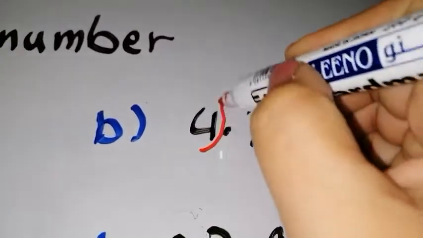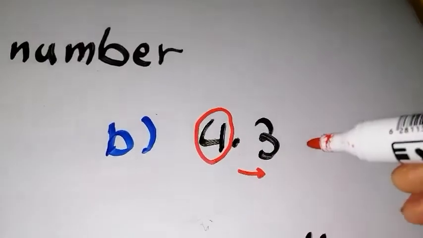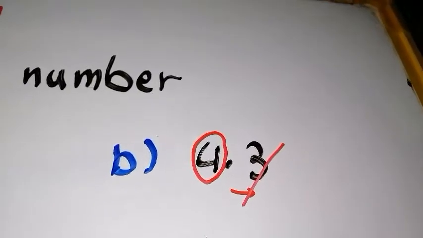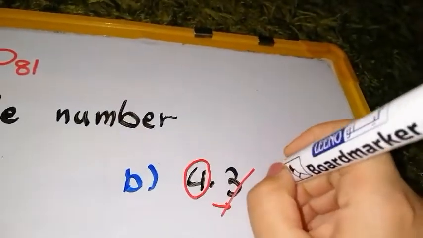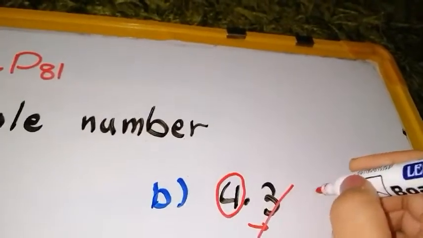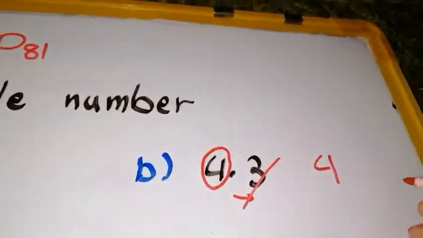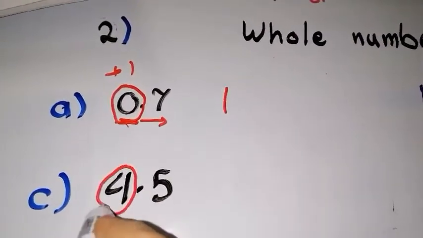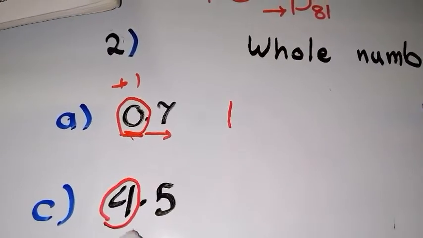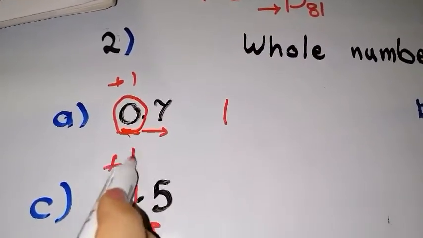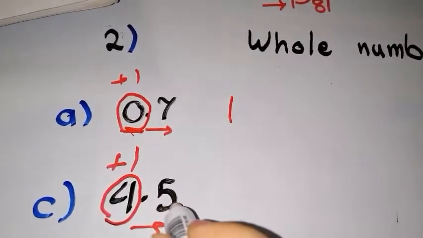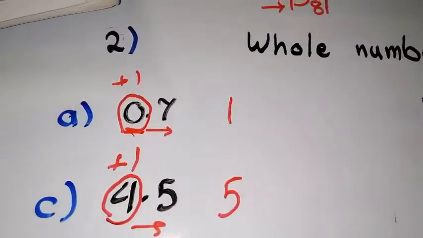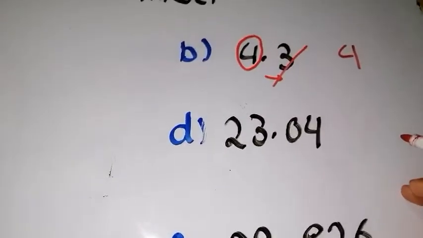Okay. Let's see B. Circle the number. Look next door. 5 or more, no. 4 or less, yes. So I'm going to ignore. Numbers on the right, 0 is the same. Numbers on the left just stay the same. So let's write here it will be 4. That's all. Now 4.5. Circle the number, the first whole number. Look next door. 5 or more, yes. So add 1 more. Numbers on the right, 0 is the same. Numbers on the left just stay the same. So I will write 4 plus 1, 5. That's all.